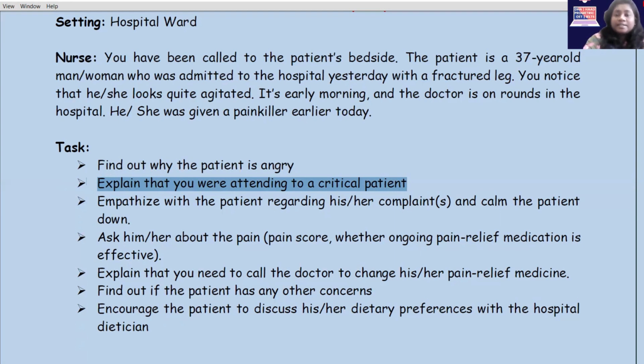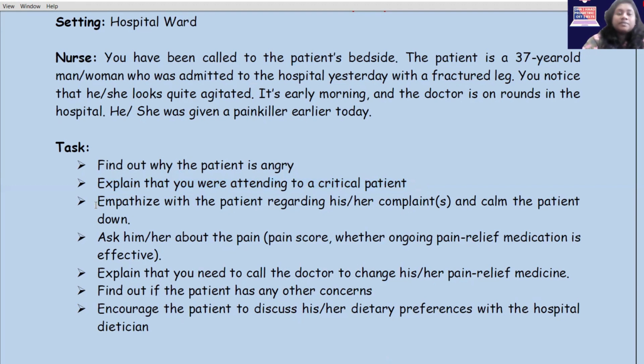So use polite expressions to justify your reasons, like, I apologize for the delay. I had to attend to a critical patient urgently. Or you can say like this, I'm so sorry that you had to wait for so long. The reason my visit was delayed is that I was attending to a patient in critical condition. Like that, you can explain the second task.